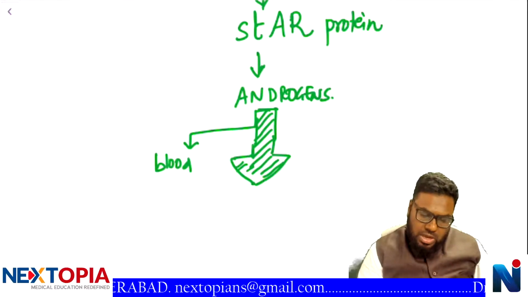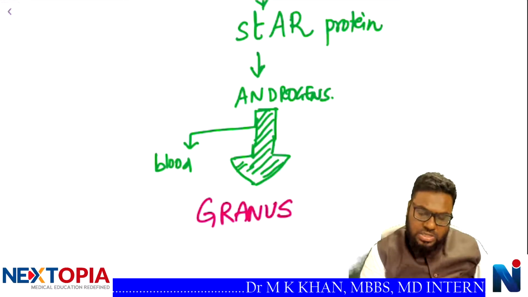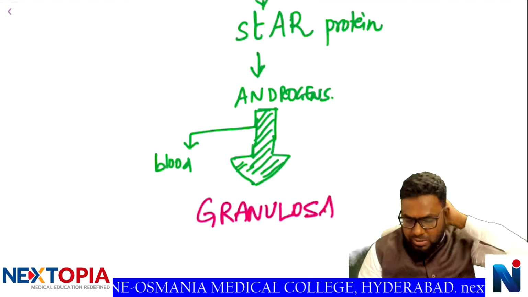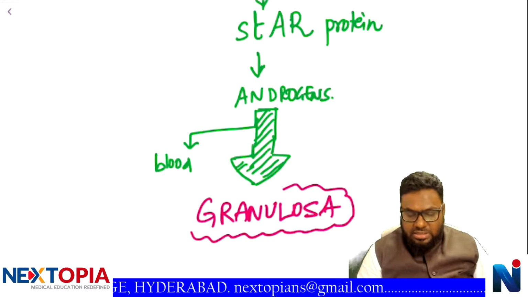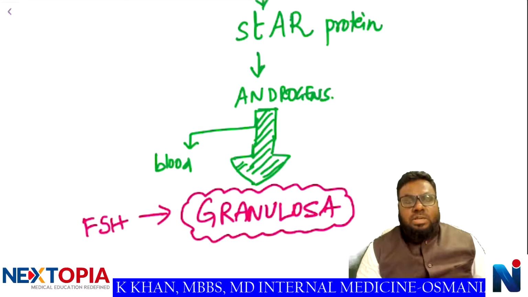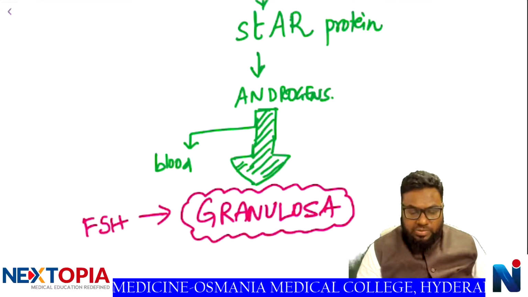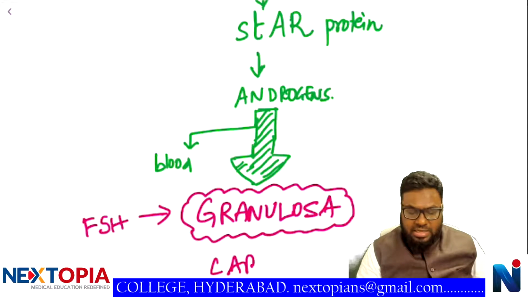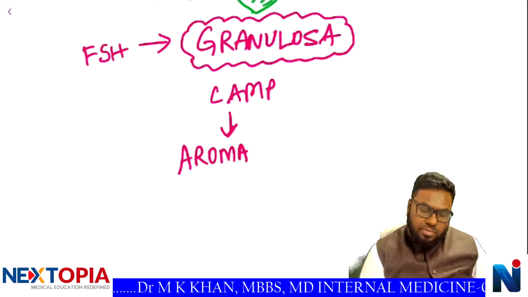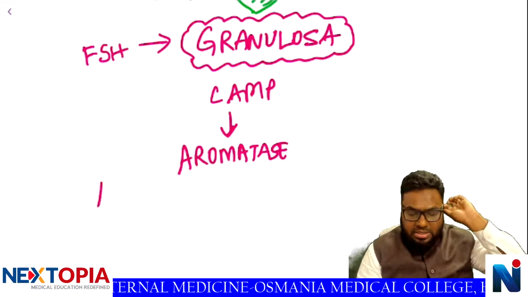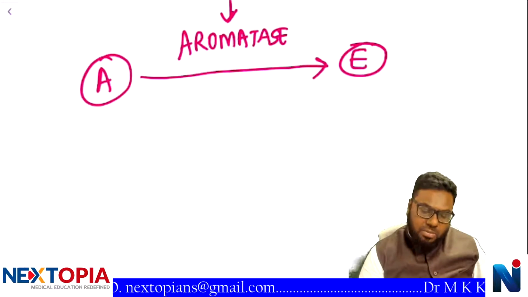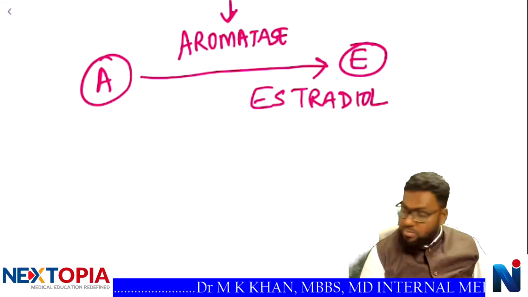Now comes the activity of the granulosa cell. Once the granulosa cell is primed by androgens, it starts responding to the activity of FSH. It has FSH receptors. So when FSH acts on the granulosa cell, cyclic AMP activity is again increased. Here cyclic AMP plays an important role in activation of the aromatase enzyme. What is the function of the aromatase enzyme? Aromatase converts androgens to estrogen, estradiol, which is an active form of estrogen.